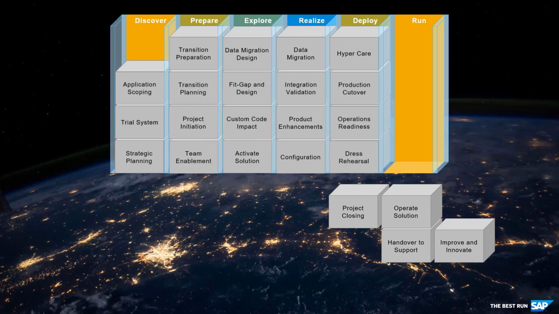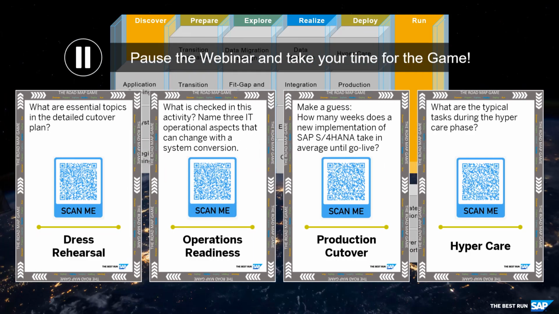The weeks after go-live are called hypercare, where the new system is further stabilized and optimized. When finished, the deploy phase ends. The transition project comes to an end when finally the operational responsibility has been handed over to the production support team. Check your knowledge about the deploy phase, scan the barcodes and view the roadmap to know more.